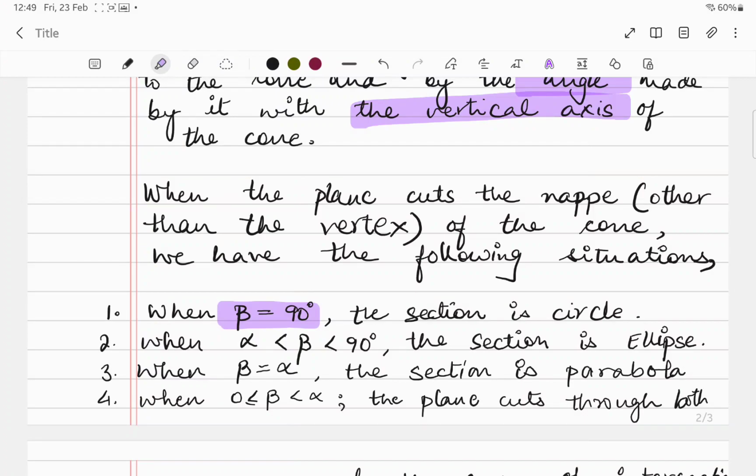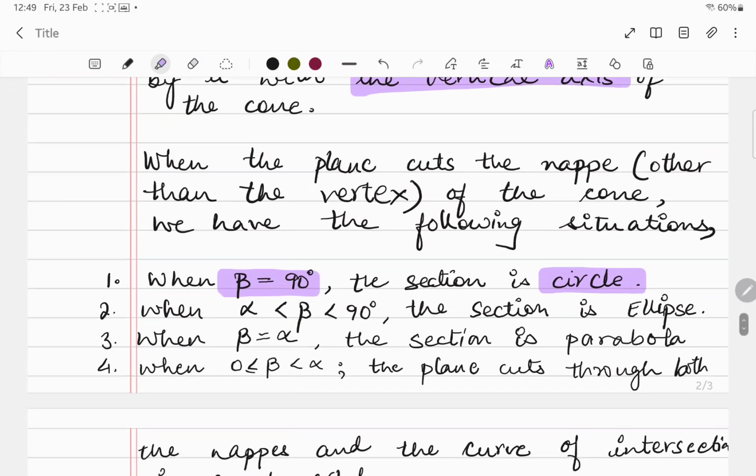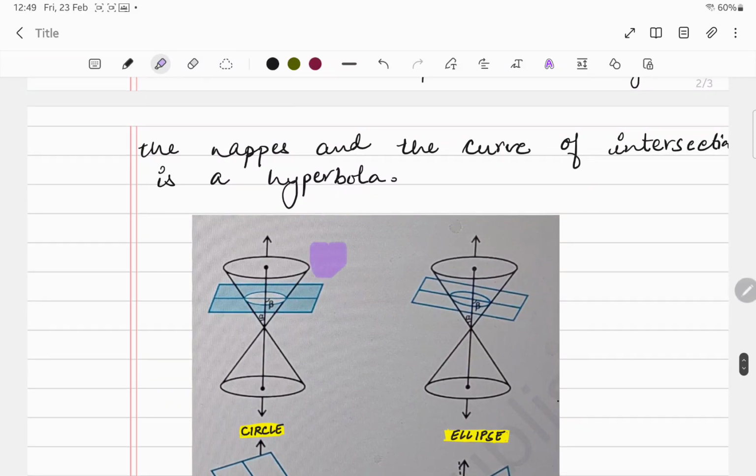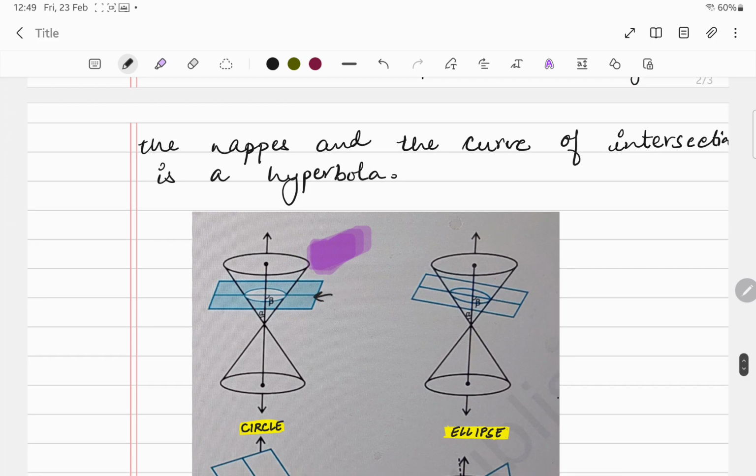So if the plane is at 90 degrees, the section that is formed is called a circle. I have the shape here. If you have a cone, that is your nappe, and we have the plane, this is your intersecting plane. It is 90 degrees. This beta angle is 90 degrees. The section which is formed in there is your circular section. So that is your first conic section, the circle.